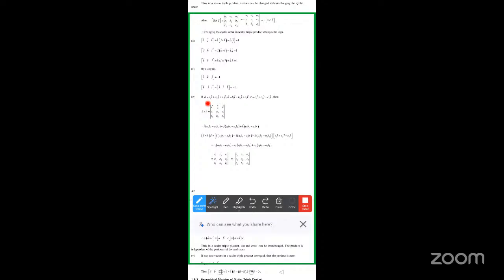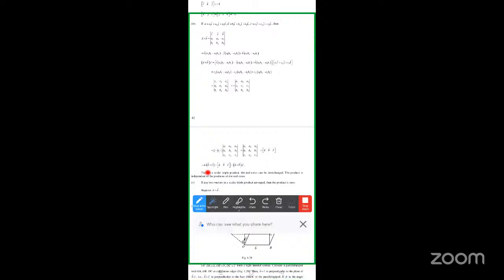A = A1 i + A2 j + A3 k, B = B1 i + B2 j + B3 k, C = C1 i + C2 j + C3 k. Then A cross B dot C: in the previous case we had A dot B cross C, but here we are getting a minus, the negative of the determinant with rows A1 A2 A3, B1 B2 B3, C1 C2 C3. The result is the same, but in the opposite direction. So A dot B cross C is equal to box ABC, that is equal to A cross B dot C. These three values are the same.